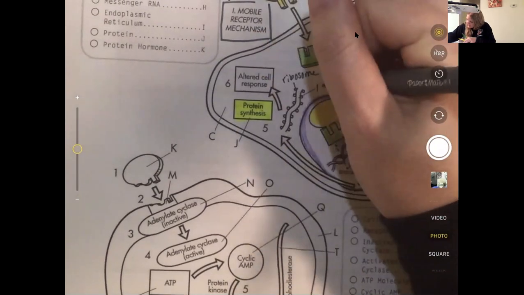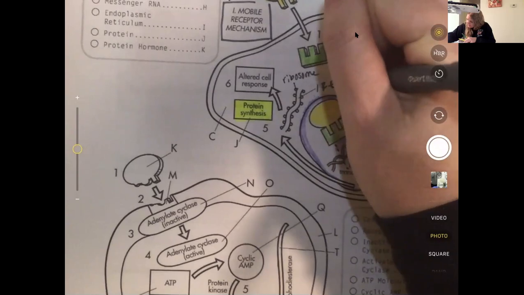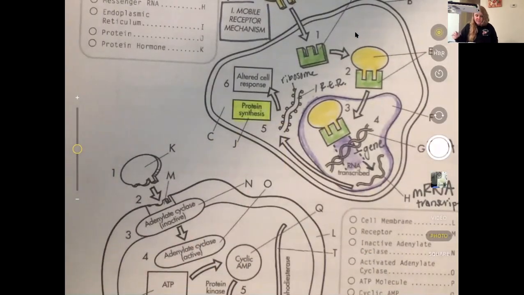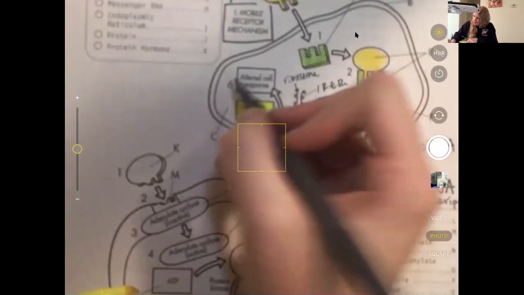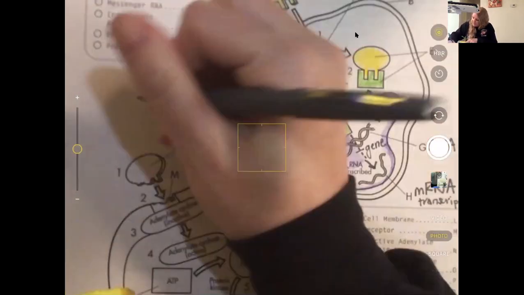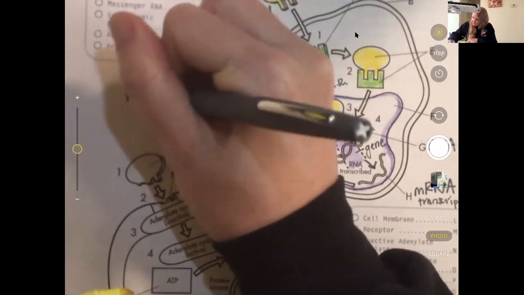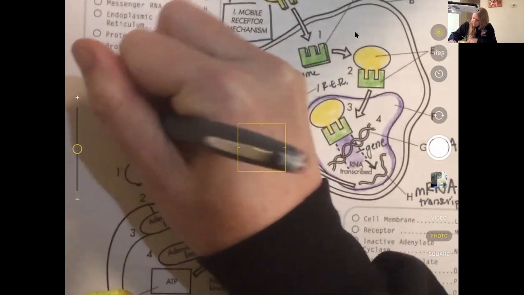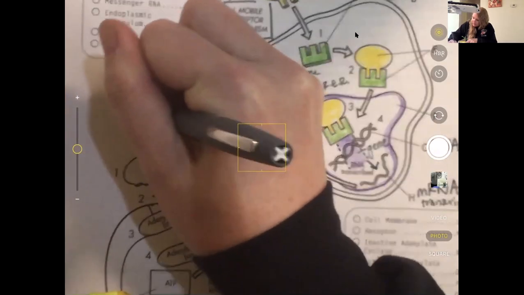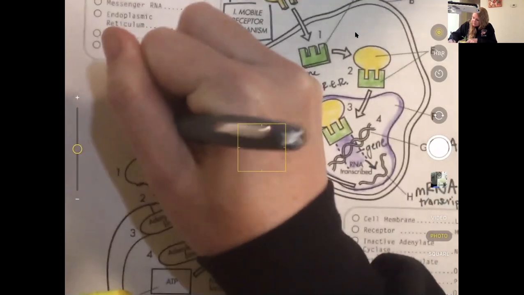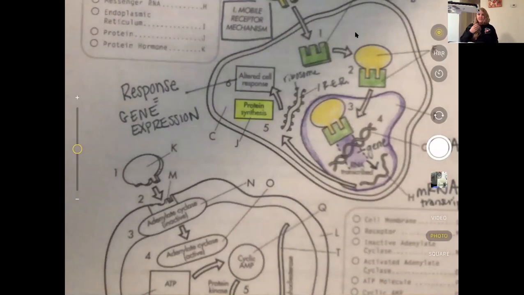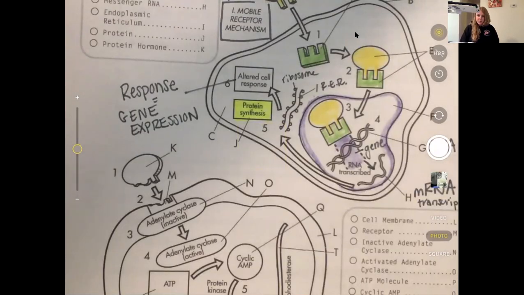The whole thing is the rough endoplasmic reticulum. And we're doing protein synthesis, we're gonna make a protein. And so this is our response. And in this case, the response is gene expression. We are expressing a gene, turning it on in this case, and making a protein. So that's one example of a response.